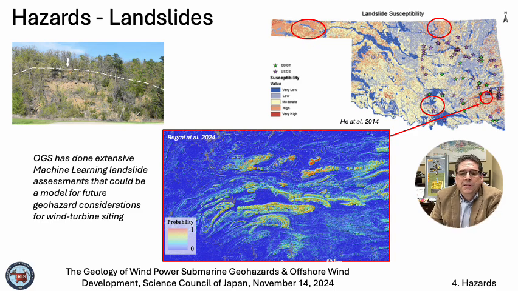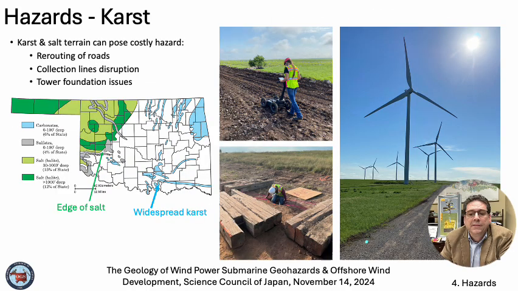And you can see here this figure in the center is from a paper by Netra Regmi looking at that landslide susceptibility along these ridges. And you can see where in the state these cluster, although they are widespread. Again, a consideration for siting wind turbines.